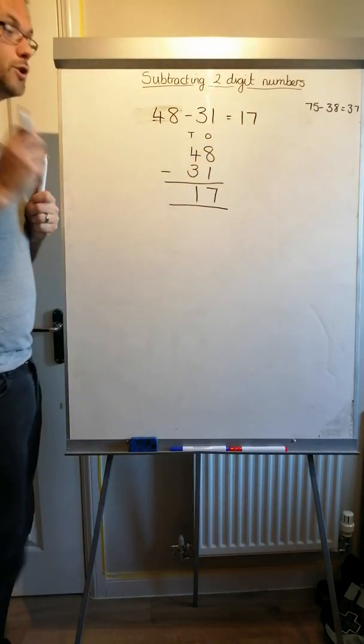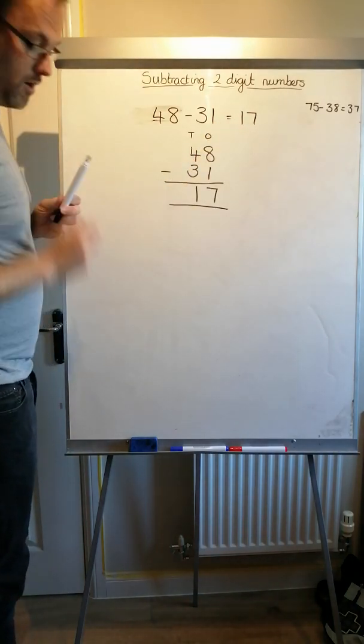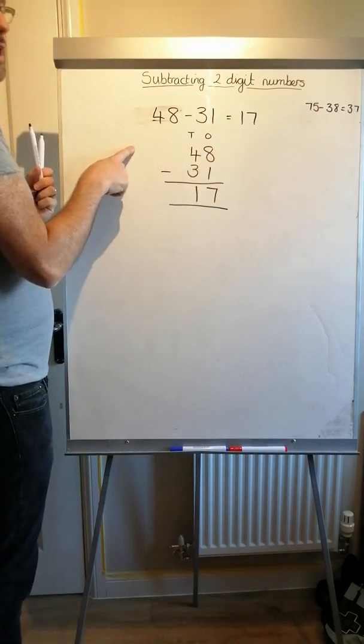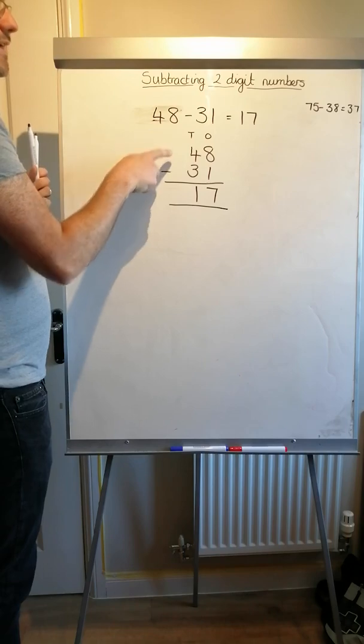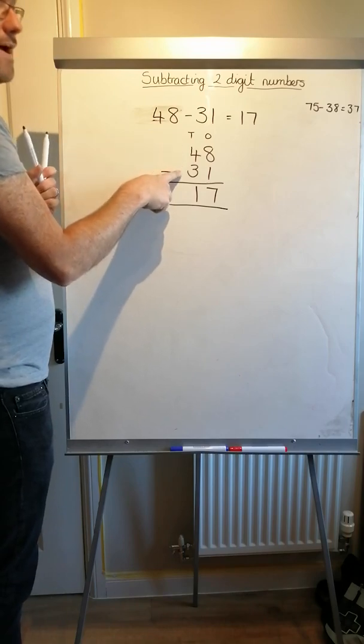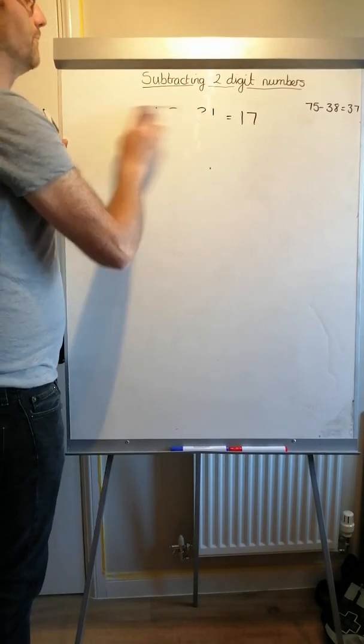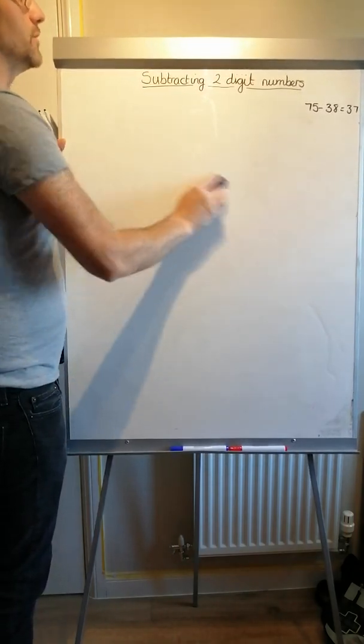So it's a lot quicker, but you still need to realise you're subtracting. When we did it with the partitioning, we subtracted the 10s first. When you do it with the column method, you subtract the 1s first. That's the only difference.